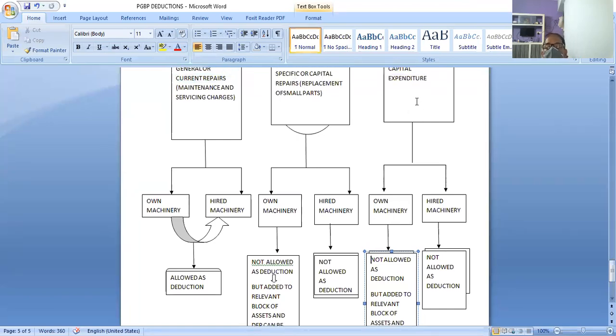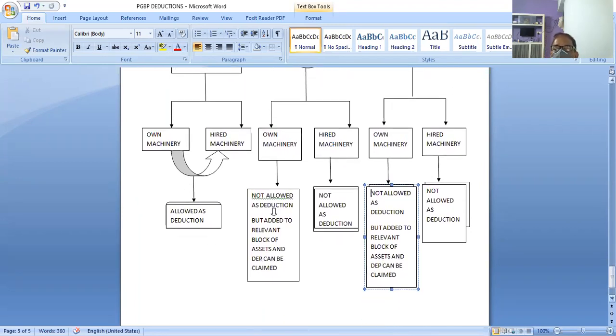Now, in case of capital expenditure, in case of own machinery, it is not allowed as deduction, but it is added to the relevant block of assets and depreciation can be claimed. We will understand this only while doing the problems. So we cannot treat it as business expenditure, but that value can be added to the block of assets and depreciation can be claimed. If it is a hired machine, not allowed as deduction. So keep this in mind.